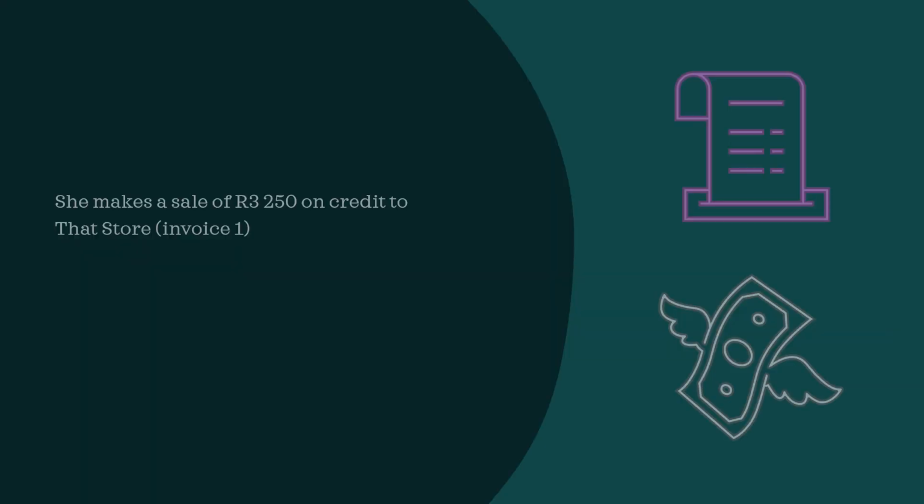Then she makes a sale of 3,250 on credit to that store on invoice number 1. Would this be a cash receipt or a cash payment? Good, that was a tricky one. It's neither, because it's sold on credit.